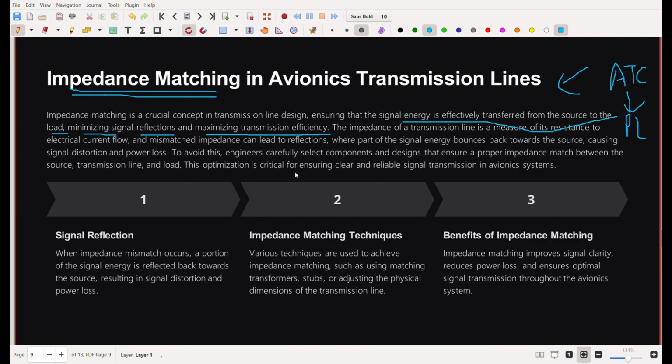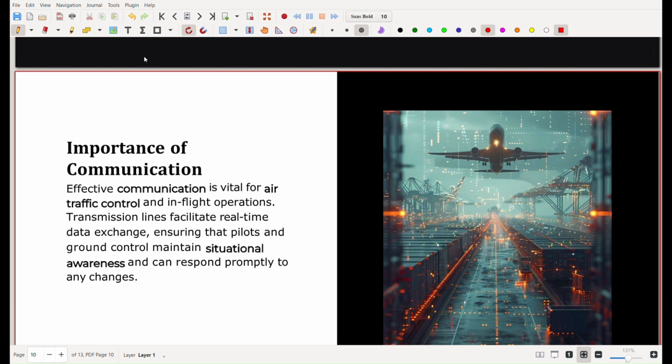Now this optimization is critical for ensuring clear signal transmission in electronic systems, avionics systems. Signal reflection, impedance matching techniques and benefits, you can read about them. Now this is very important. What are the benefits of impedance matching? Impedance matching improves signal clarity, it reduces power loss, it ensures optimal signal transmission throughout the avionics system.